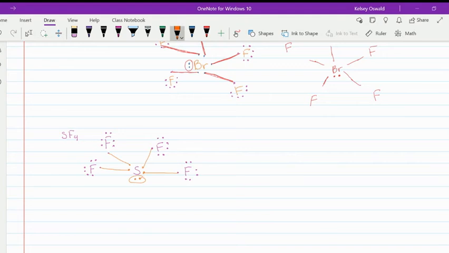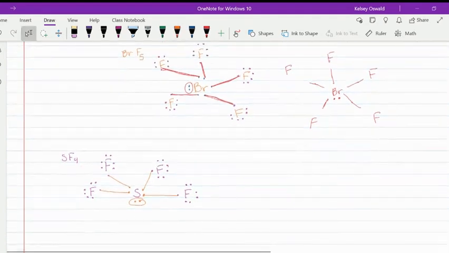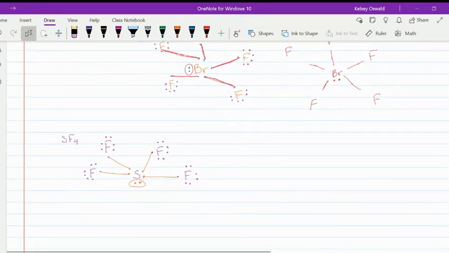Okay, and actually these expanded octets are going to be pretty easy to do because they're always going to have single bonds. You're not going to have to worry about double or triple bonds when working with the expanded octet. So that makes it super nice.